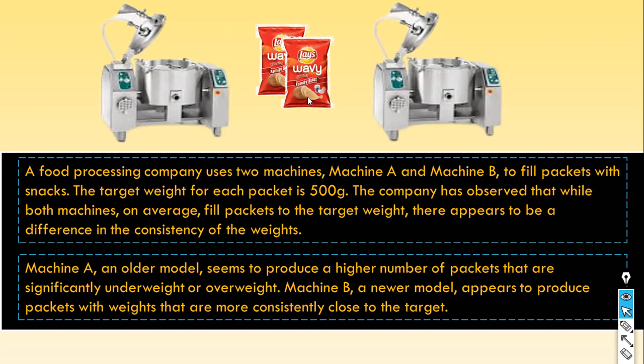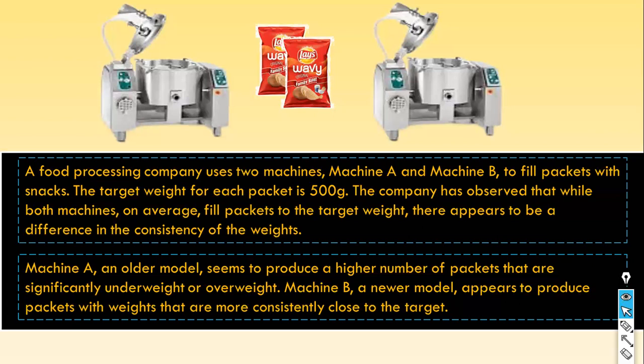The target weight for each packet is 500 grams. So this machine should fill each packet with 500 grams. It should not fill more than 500 grams, and it should not fill less than 500 grams. If it fills less, it will damage the reputation. The customers will complain: you mentioned 500 grams, but when we unpacked it, we could see that only 450 grams is there.